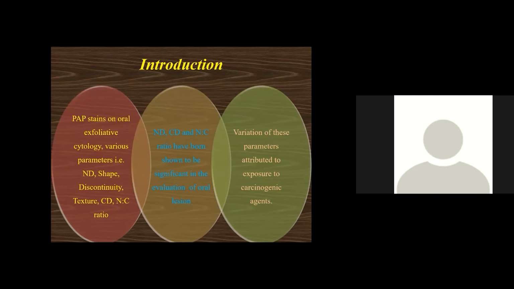Okay, so now regarding the PAP stains, we used various parameters such as nucleus diameter, then the shape, discontinuity, texture, cell diameter, and nuclear cytoplasmic ratio. And in this study, nuclear diameter, cell diameter, and nuclear cytoplasmic ratio have been shown to be significant in evaluation of oral lesions. Next.